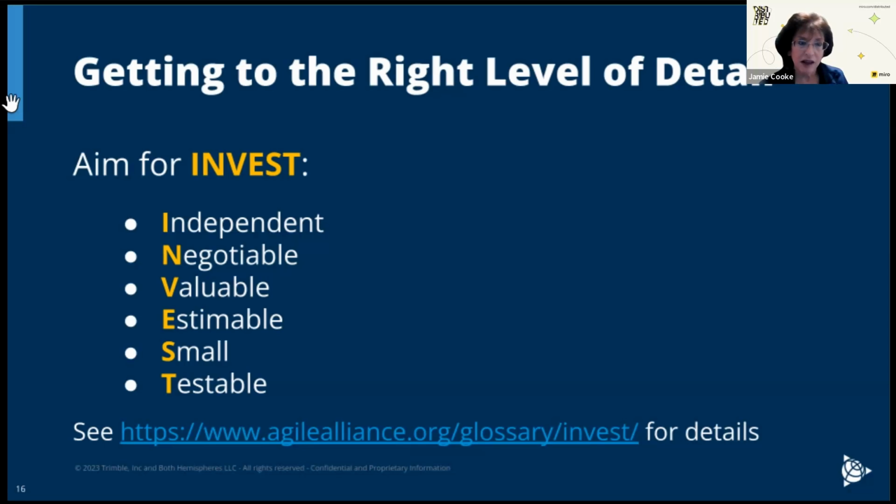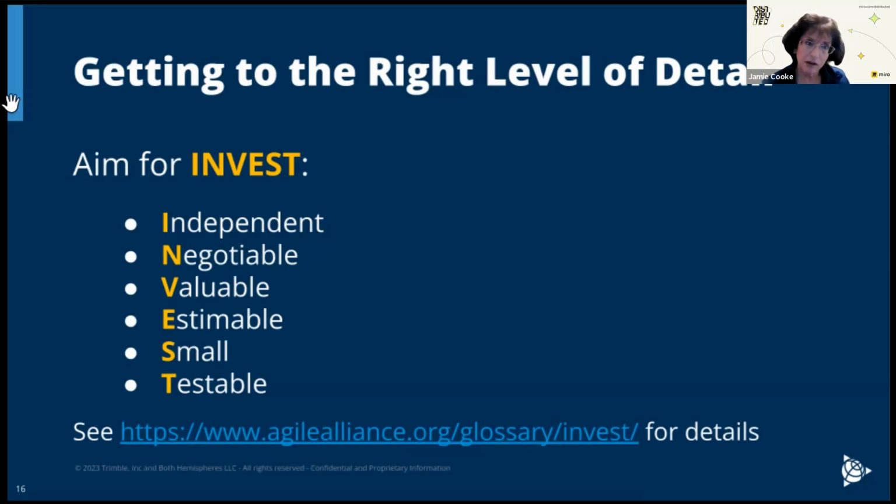Estimable. If it is not defined in a way that the team can actually get their heads around, put an estimate on and work on, you need to be looking harder at refining that. Small is more around the achievability of something within a sprint. The bigger it is, the less likely you can chunk it into one sprint.